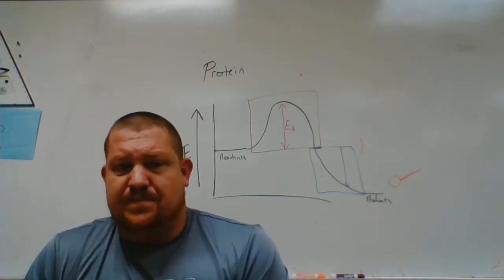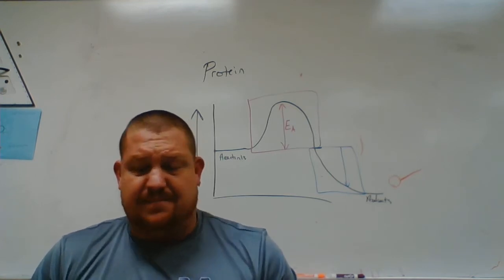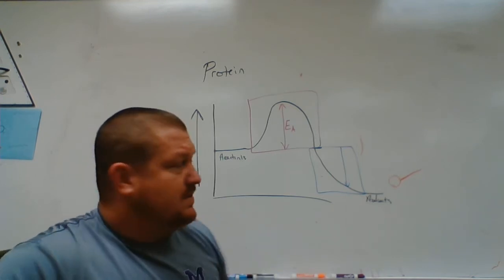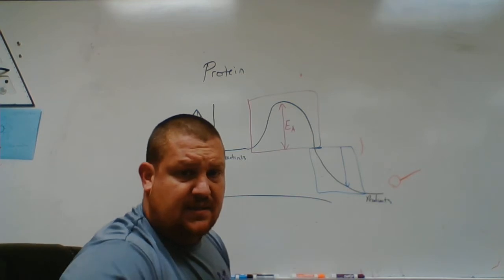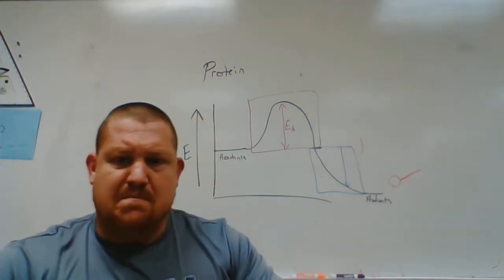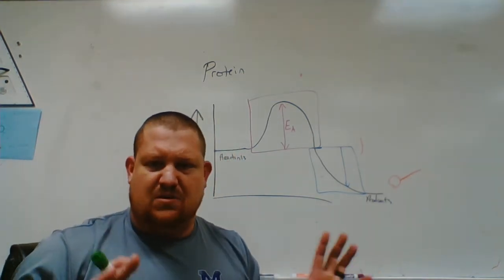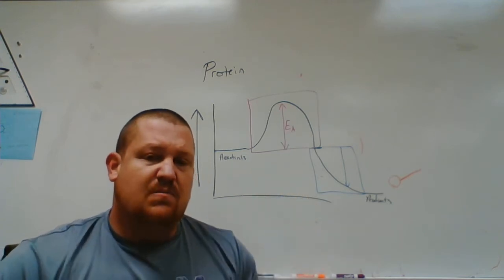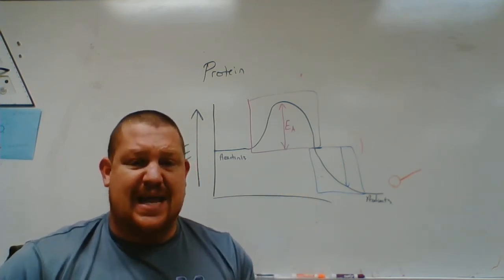Now, what we can do is we can introduce an enzyme. If we introduce an enzyme, it's not going to change the reactants. It's not going to change the products. It's not going to bond with them. It's not going to do anything with them. It's just going to be like it is right here. What this enzyme is going to do is make it happen faster.